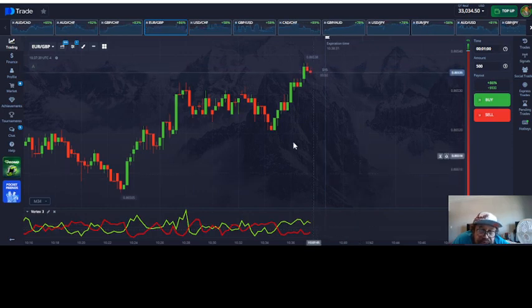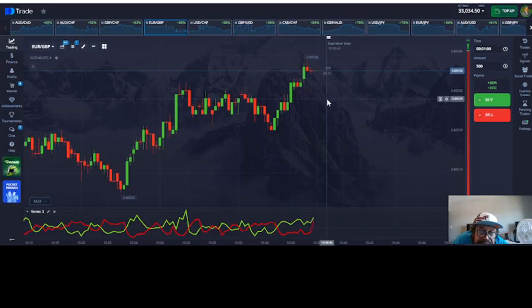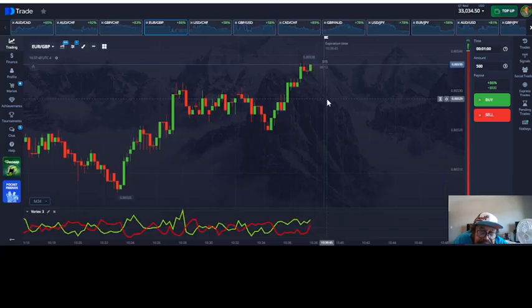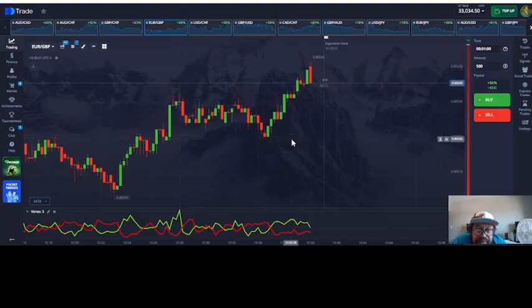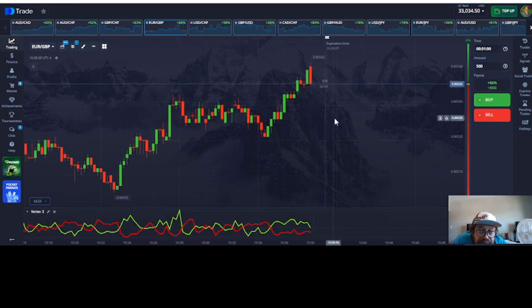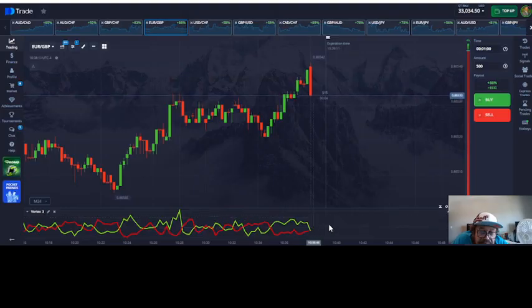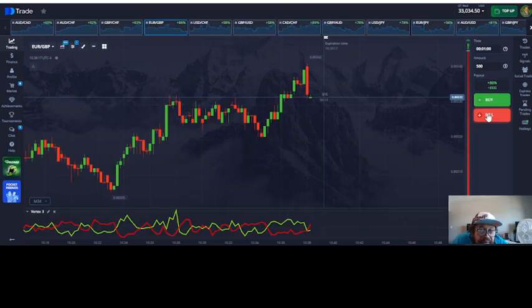So now let's see if it's showing a sign of a reversal here. It's still pushing up. Okay, there's a strong bearish candle that's forming here. Let's see here. Okay, it looks like it's about to cross. Okay, there goes the cross. Okay, so I took a sell trade here.